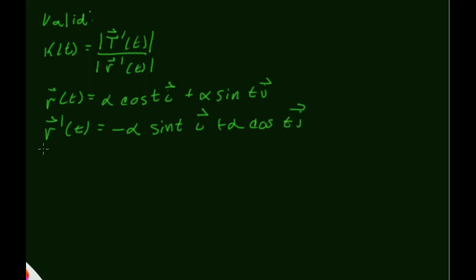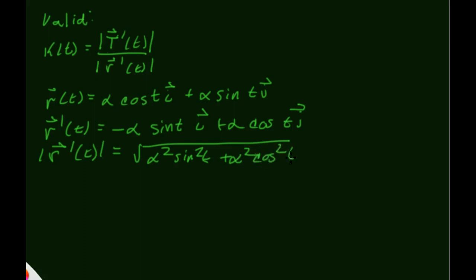Right, the magnitude of this now becomes, let's see, the square root of alpha squared sine squared t plus alpha squared cosine squared t, and that's just going to be the square root of alpha squared, which is alpha. Okay, so that's nice. These are alphas, not a's, but we get the point.